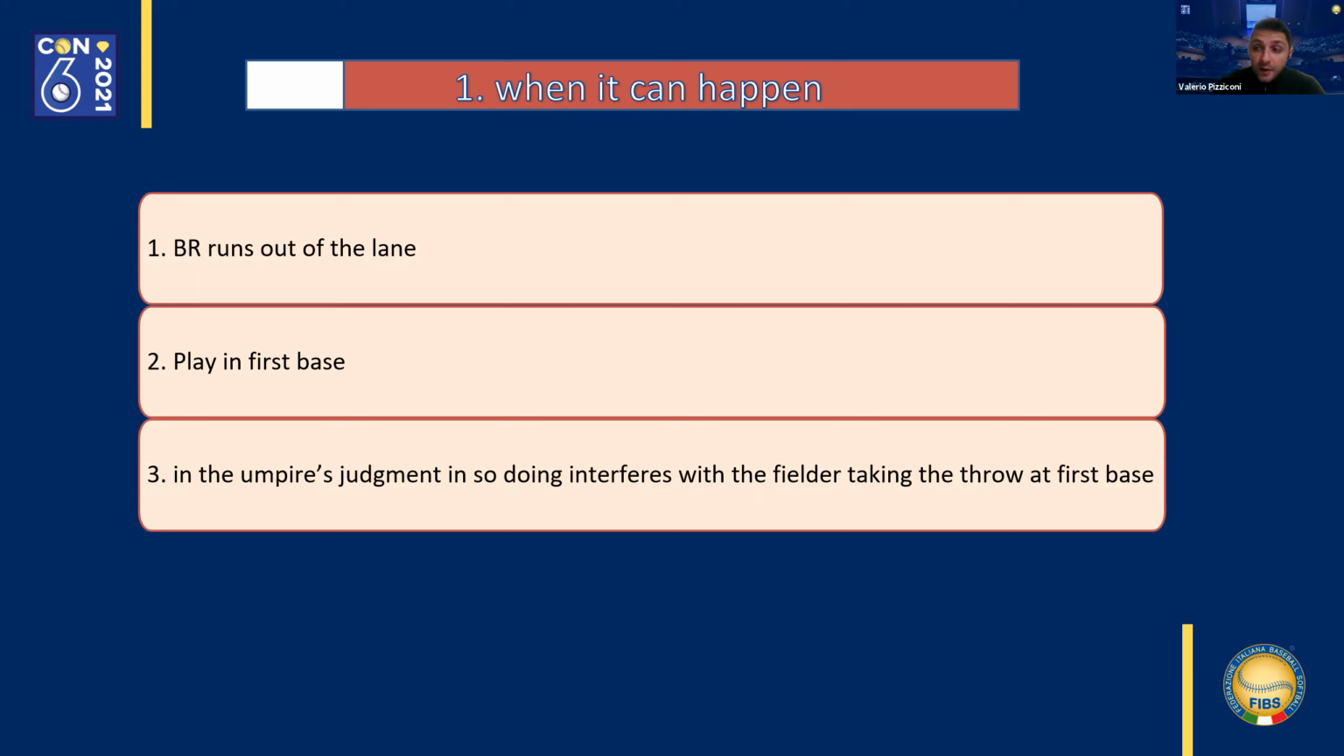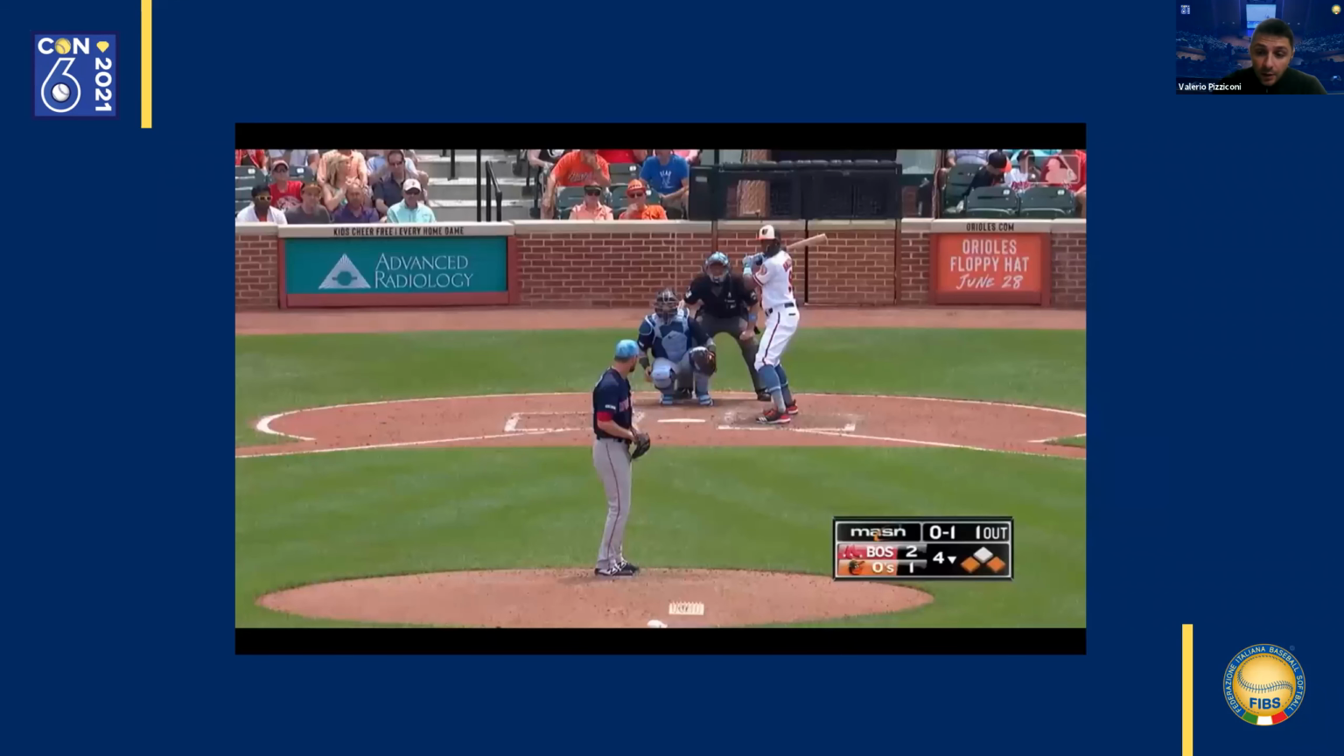Let us break down when this type of interference can be called. This could happen when the base runner is running outside of his running lane, when there is a play at first base and when the umpire decides that his path has now interfered with the fielder receiving a throw at first base. Let us watch an example.